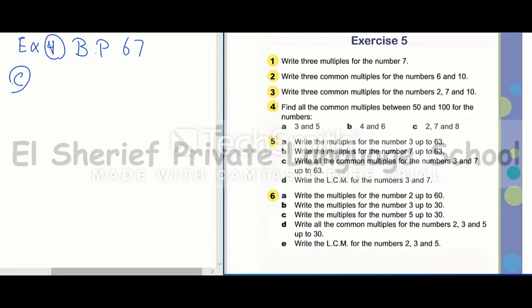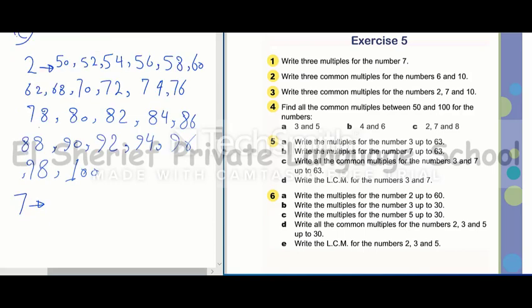For the numbers 2, 7, and 8. Fifty is divisible by 2? Yes, because it's an even number. Start with 50, 52, even numbers, so we keep adding 2 to the last number until it's 100. So these are the multiples of number 2 between 50 and 100, okay?